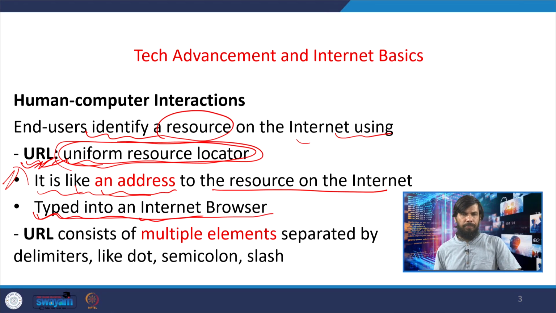Now, if we want to look at the main components of a URL, it consists of multiple elements which are separated by delimiters like dot, semicolon and slash. There is a whole syntax to the URL format, and multiple elements are there which capture different parts of the identification of the resource, and many of these elements are separated by dot, semicolon and slash as appropriate as per the URL format. So, we will just look into this part as well.